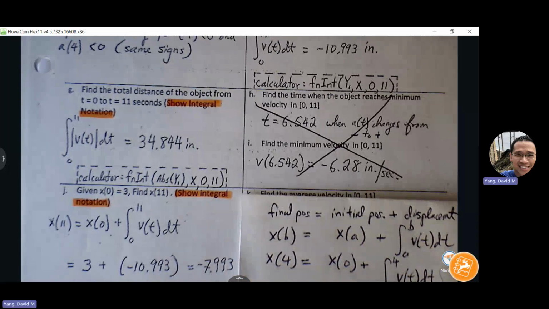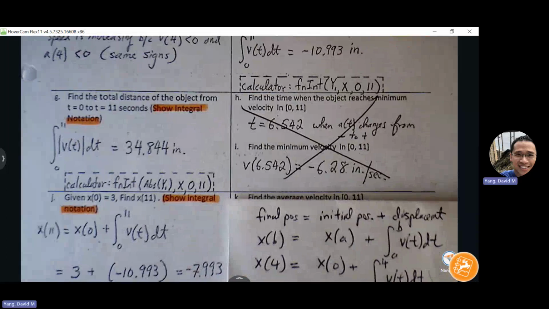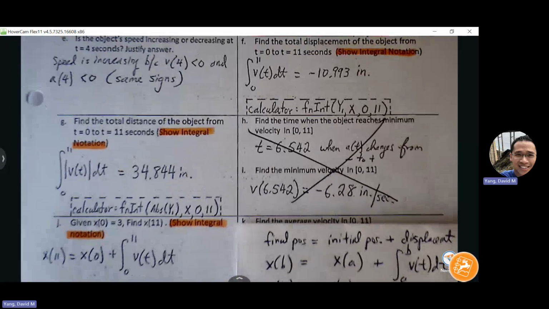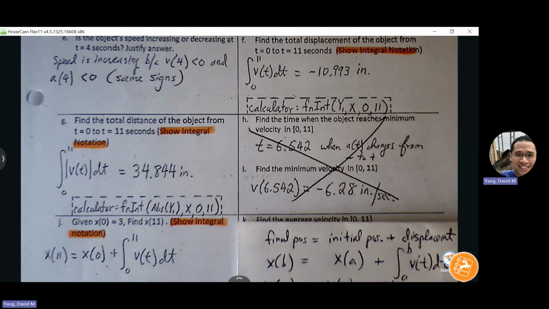So part J, look at the connection between these 3 here. You got total displacement, you got total distance, and you have finding a position, finding a location. So these are all kind of related. They all involve integrals, but notice the distinction between them. The last one is finding a physical location given a starting point.